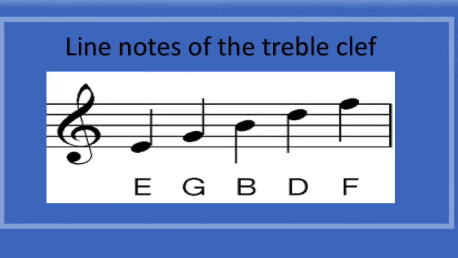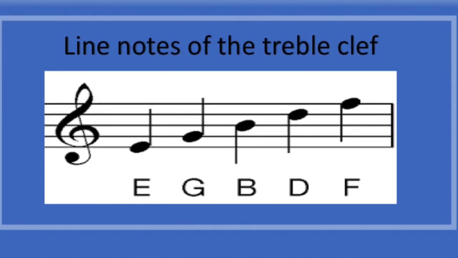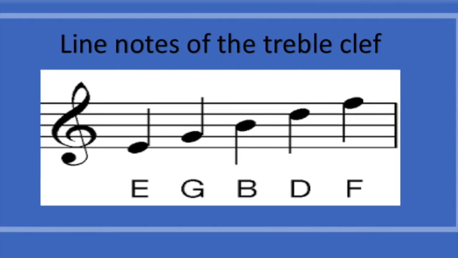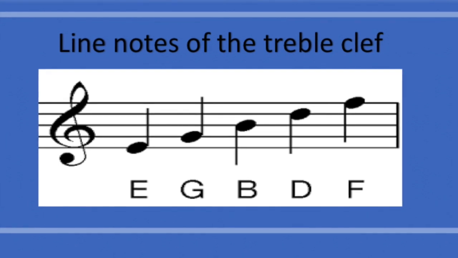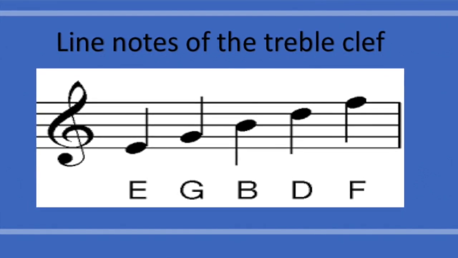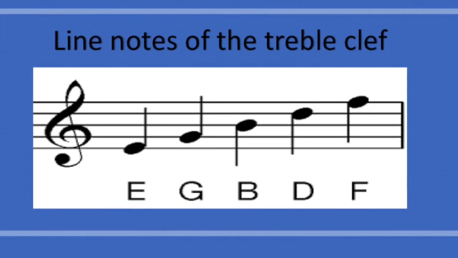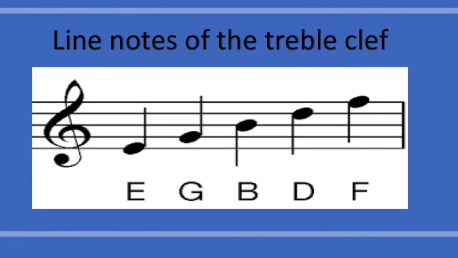A note on the first line is always E. A note on the second line is always G. A note on the third line is always B. The fourth line note is always D. And you guessed it, a note on the fifth line is always F.